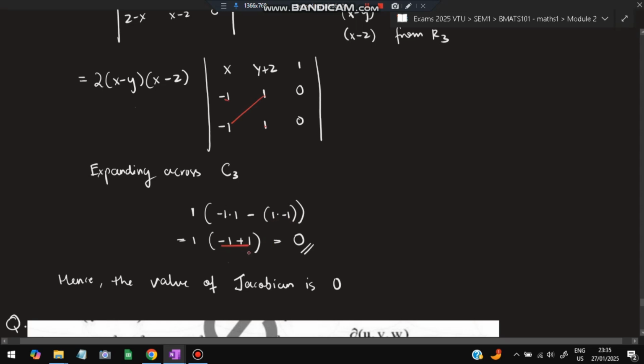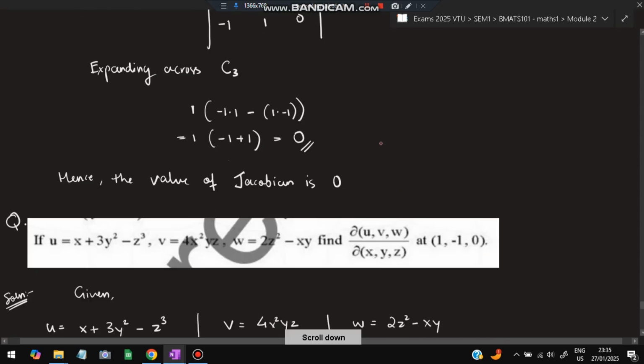So this will be -1 plus 1, which will be 0. 1 into 0 is 0. So this answer, when we expand it from here, this whole answer will become 0, and 0 will be multiplied with this one, so it will become 0. The final answer which you got is 0. So the value of the Jacobian is 0 for this question. This is what you have to write.